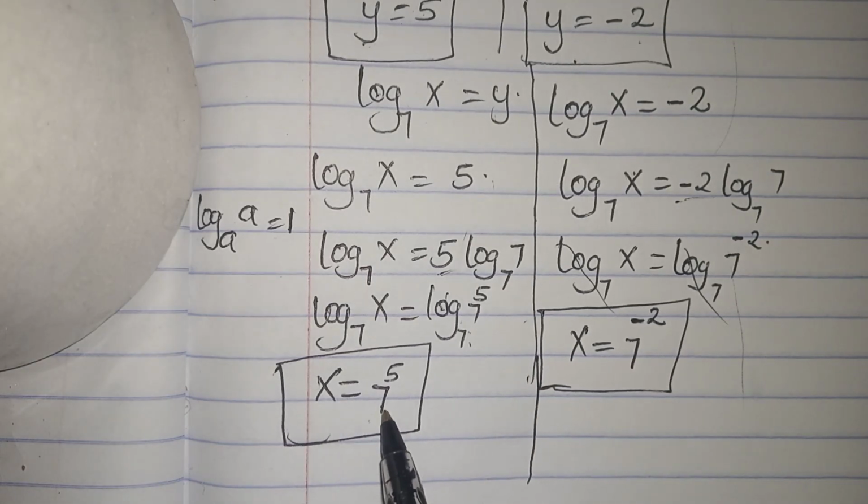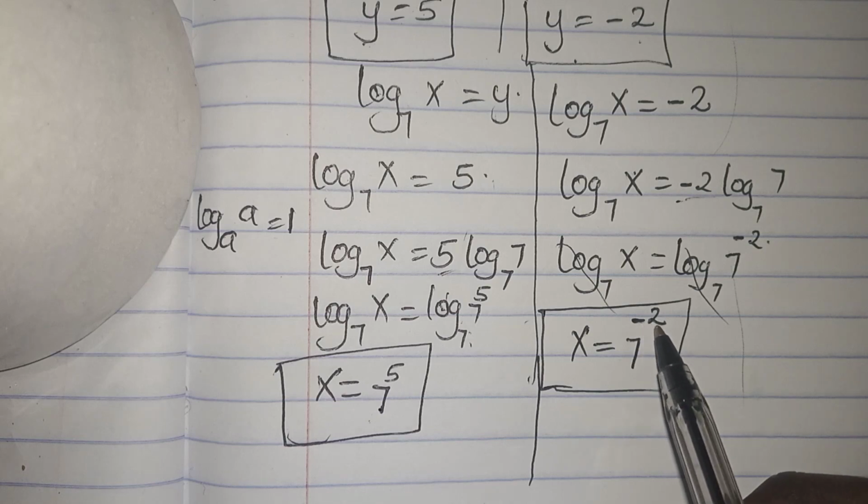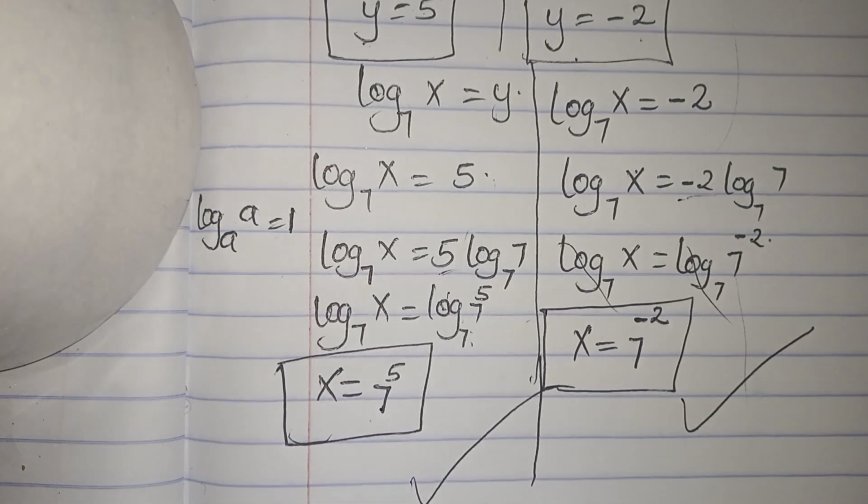So x equals 7 to the power of 5, or x equals 7 to the power of negative 2. So this is our final answer.